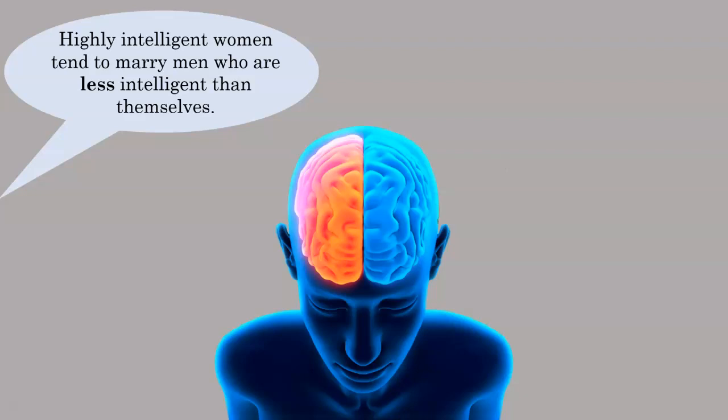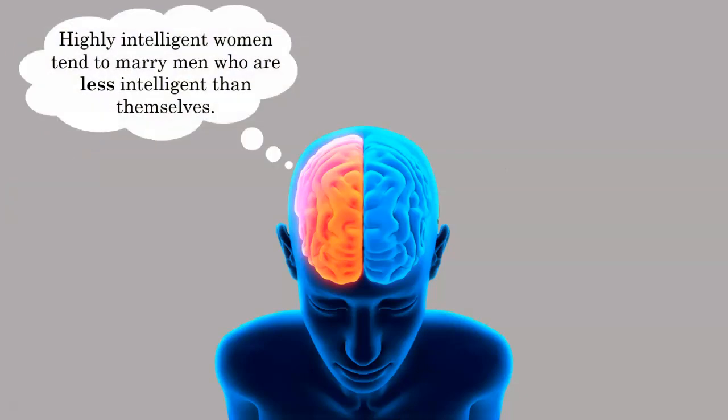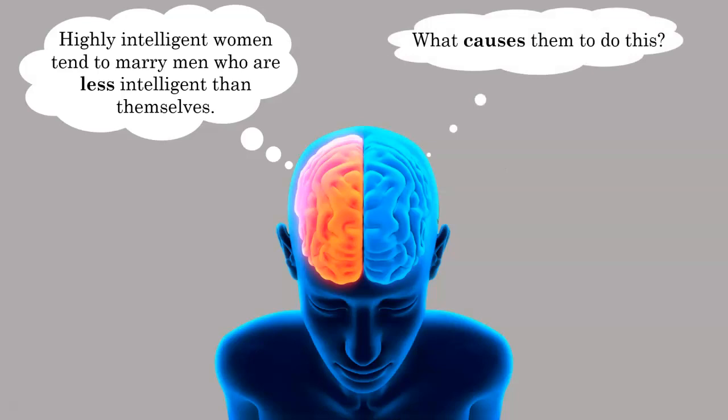I encourage you to pause the video for a minute or two and just turn this statement over a bit in your own mind. See what kinds of thoughts arise. Okay, did you do it? If you're like most people, you might have wondered if it is really true. It is. You might have thought about highly intelligent women you know and thought about their husbands. And you probably asked yourself something such as, what causes them to do this? What causes them to marry men who are less intelligent than they are?